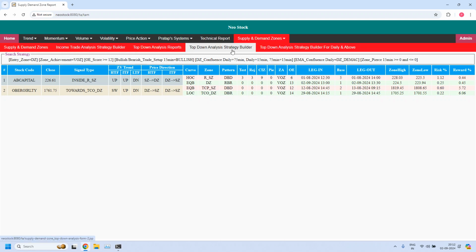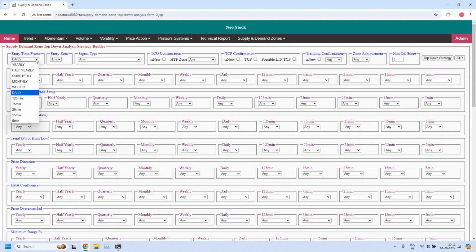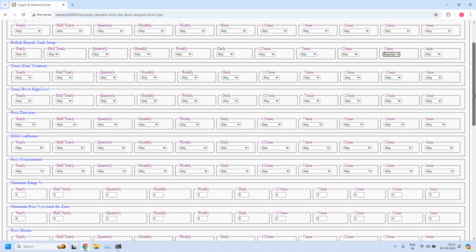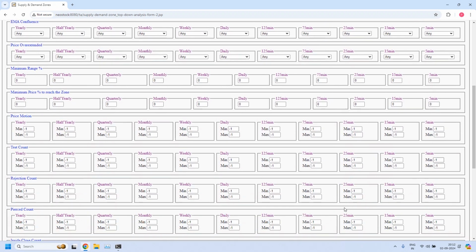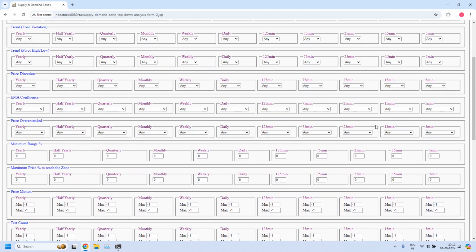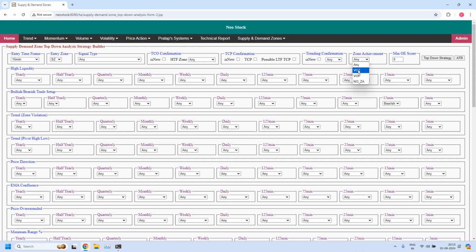Bearish trade setup for daily income trade. So entry time frame is 15 minutes, entry zone is supply zone, and in bullish or bearish trade setup at 15, I am selecting bearish. The 15-minute supply zone should not be pierced. So in the pierced count at 15 minutes, minimum value 0, maximum value 0. Zone achievement is violated, opposing zone.